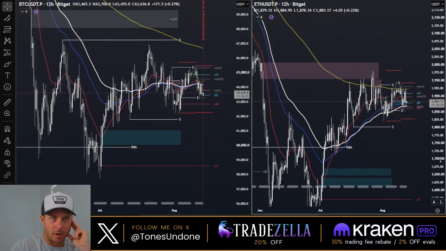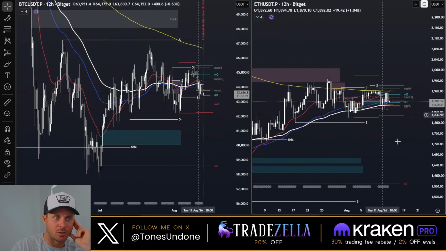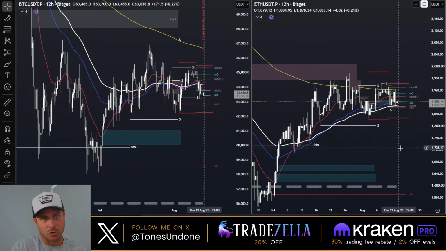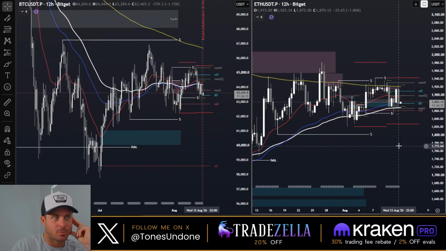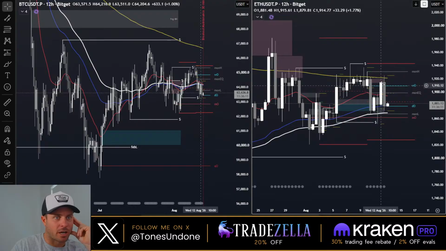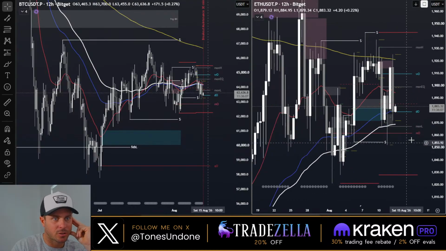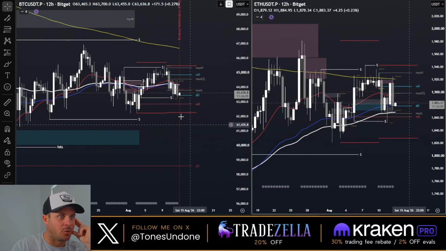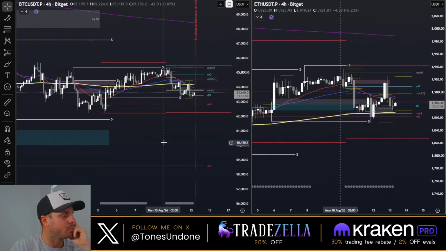On the 12 hour, you can see how Ethereum is still squished between the 50 and the 200. So it can break up as well. But that's a nice railroad track to the downside. We closed below the 50 just. And on Bitcoin, we have that retest on the 4 hour. So in my view, it is really bearish from here.